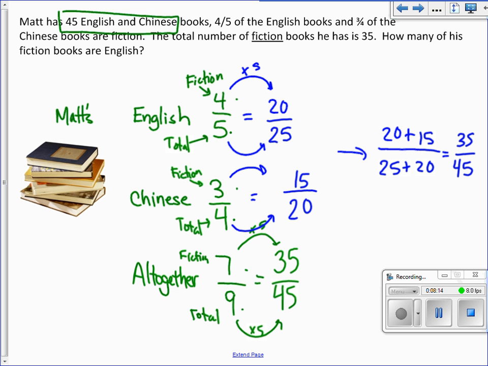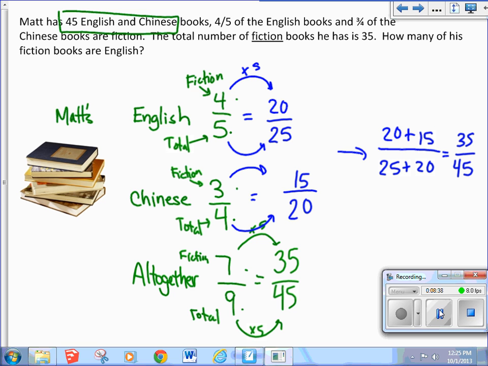We got to answer our question. How many of his fiction books are English? Picture relationships, how we wrote them all out. Tell your neighbor how many you think are fiction in his English collection. Read your fractions. This is my checking if you're confused.